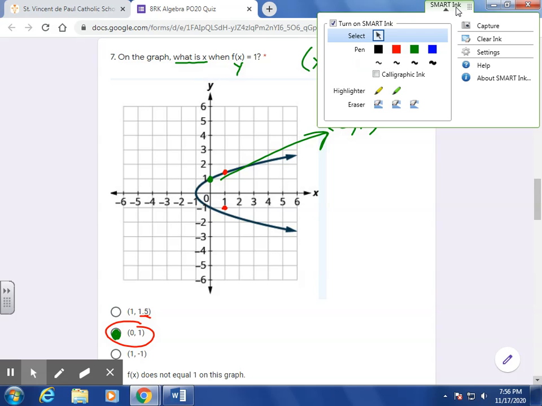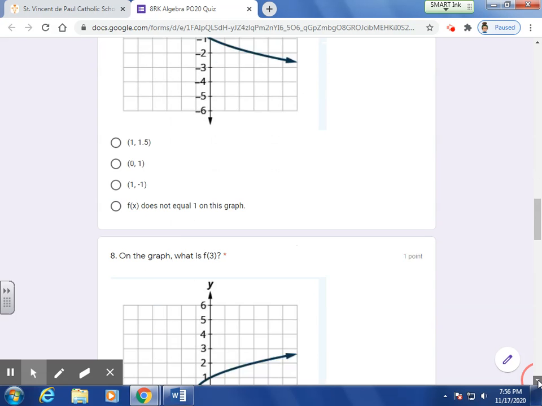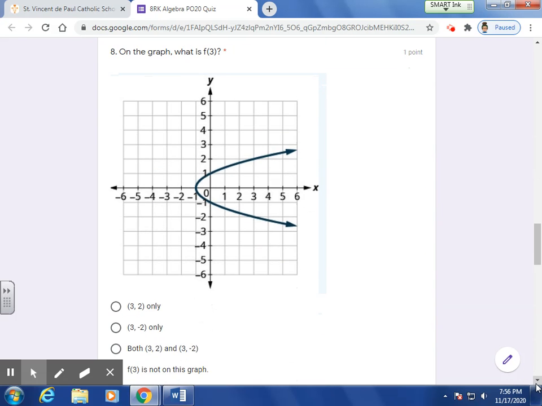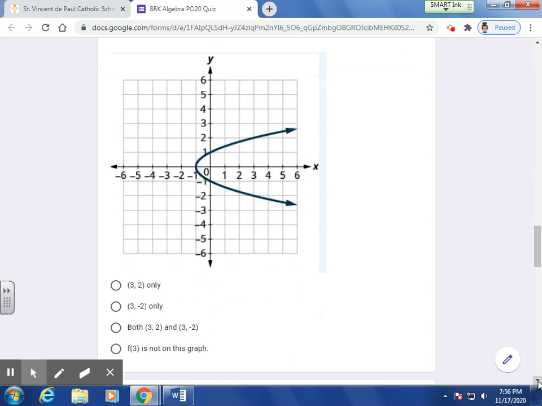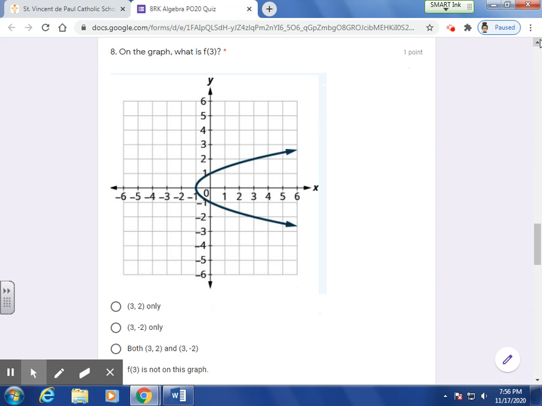All right. Next one. Number 8. On the graph, what is f of 3? Again, it's that situation where it's giving us x. It's giving us x, so we're looking for ordered pairs when x is 3. So we go to 3 on the x-axis. There it is right there. There's a y value. Actually, this is in green because this is the correct answer here. There's a y value here at 3, 2.